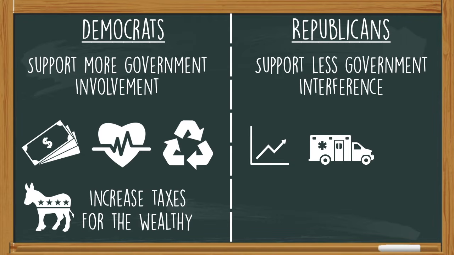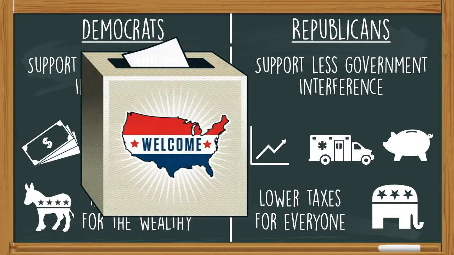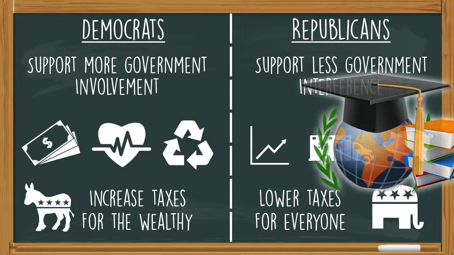And with less government interference comes less government programs. There's no need for them if the government's not going to interfere. And so that will create lower taxes for everyone. Everybody will have more money to put in their own pocket, but fewer social programs will be provided for the people.